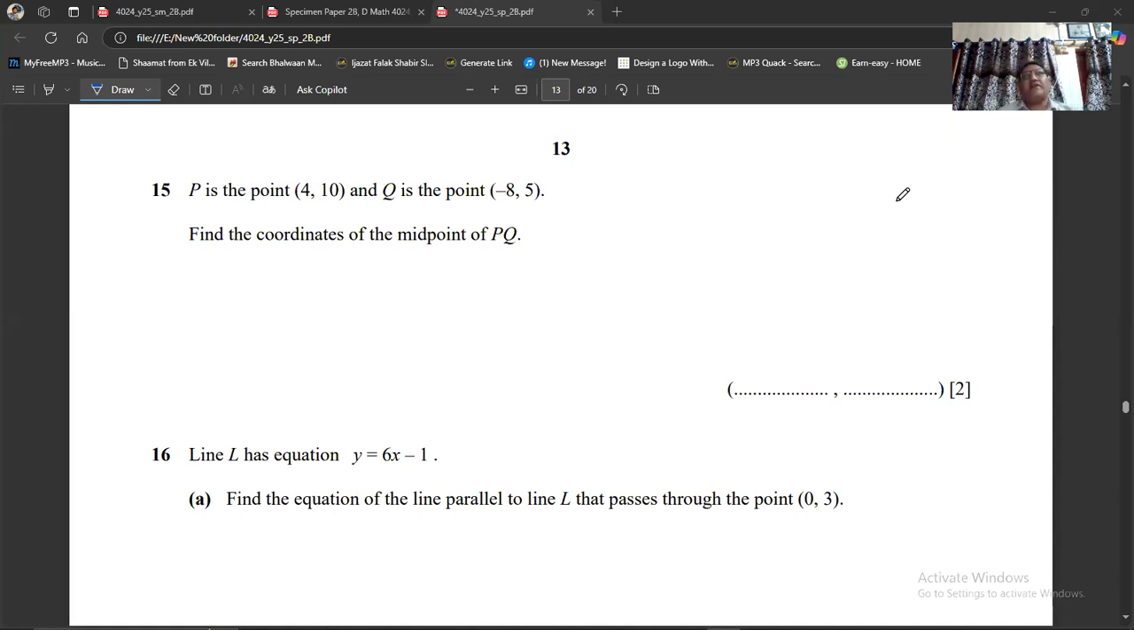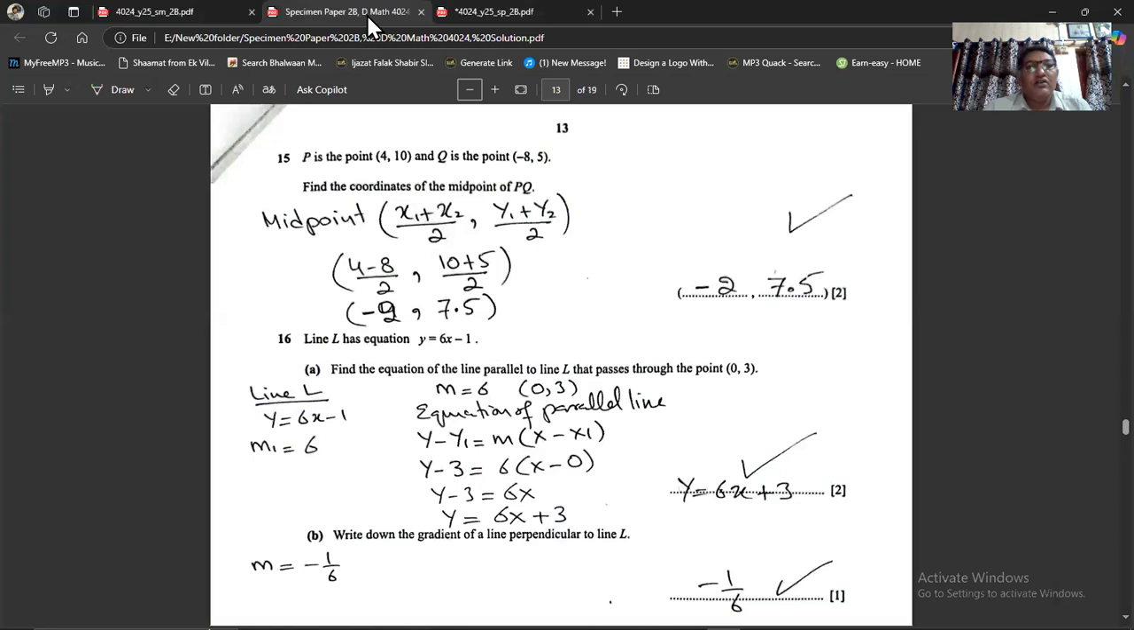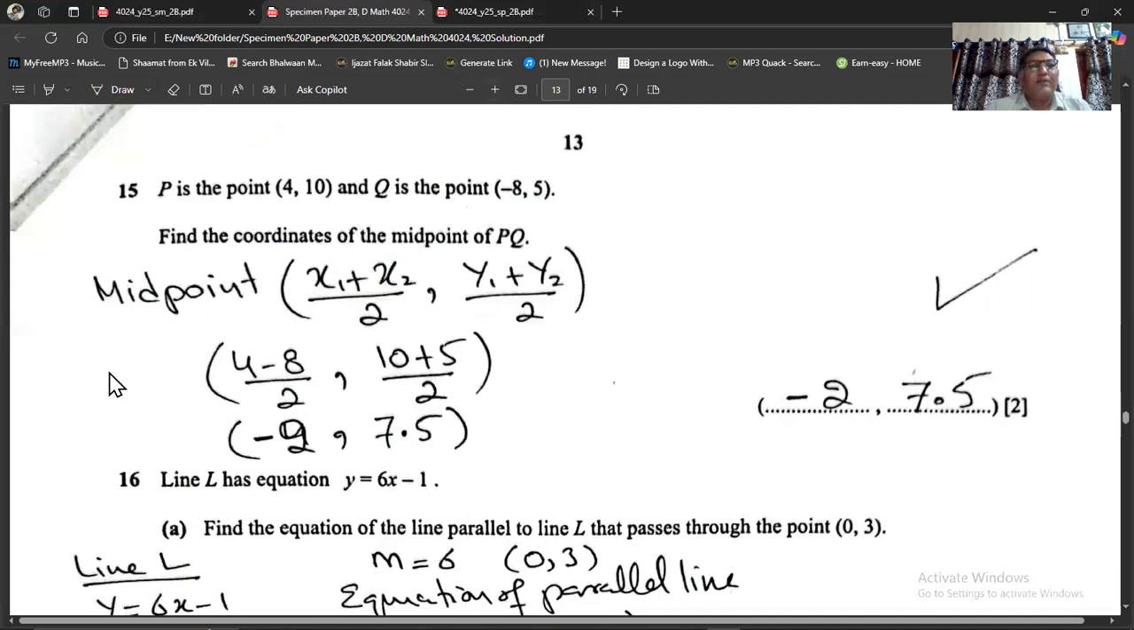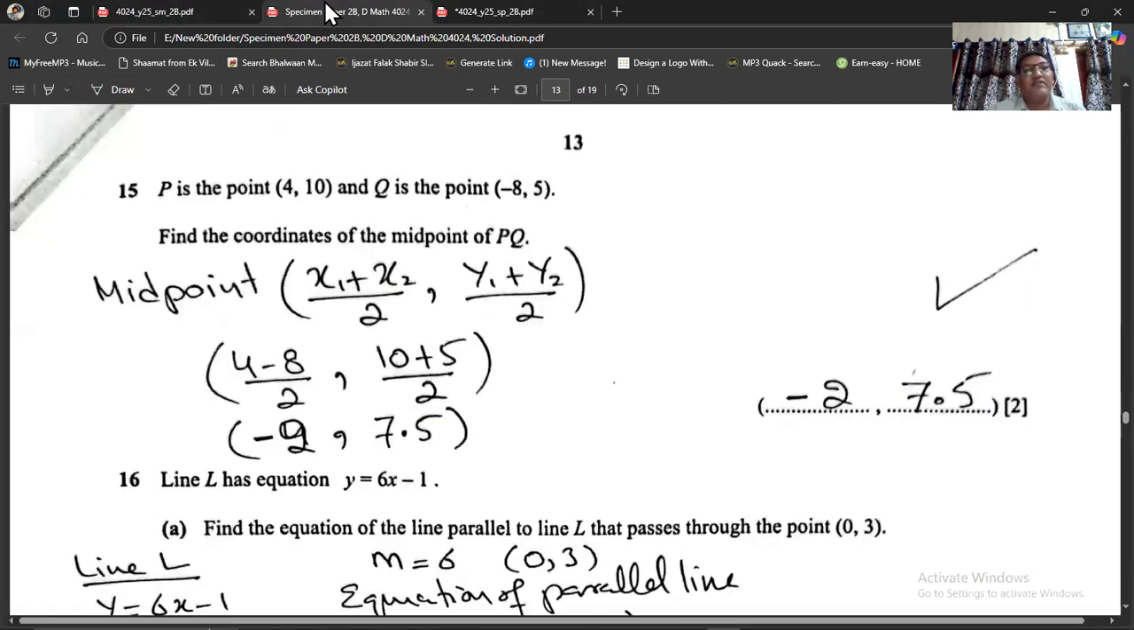You know how to find the coordinates of the midpoint: (x2 plus x1) divided by 2, comma, (y2 plus y1) divided by 2. So the midpoint will be 4 minus 8 divided by 2, that is minus 4 divided by 2, and that is minus 2. 10 plus 5 divided by 2, that is 15 divided by 2, and that is 7.5. So minus 2 comma 7.5. This is the midpoint.